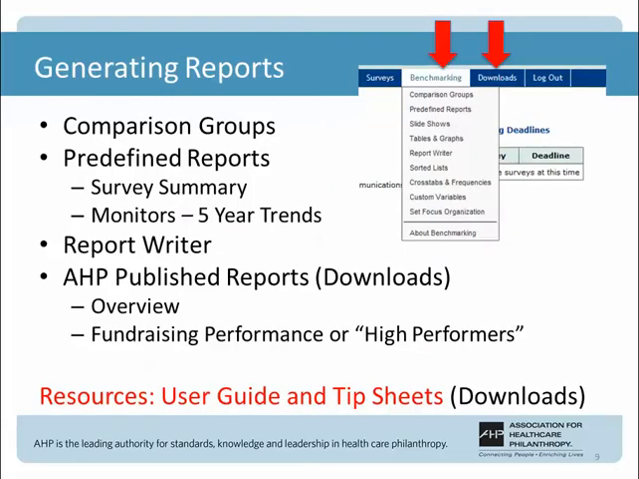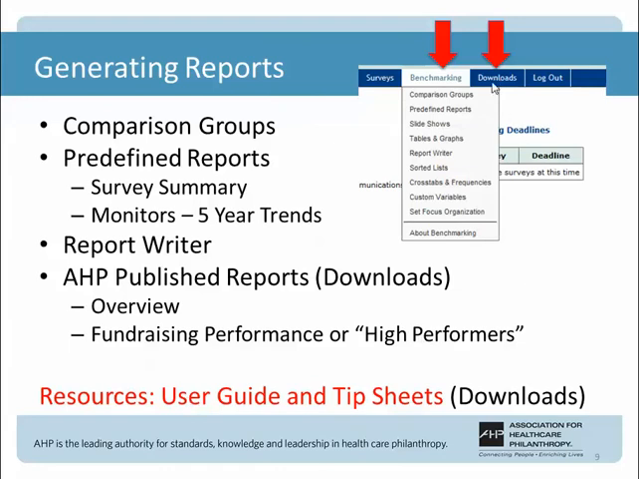When generating reports in the database, the tools are located under the Benchmarking tab. Other reports and resources are located under the Downloads tab. In this tour, we're going to take a look at comparison groups, predefined reports, which include survey summary and your 5-year trends, report writer, and published reports. AHP publishes an overview report and a report that's become known as the High Performers Report each year.